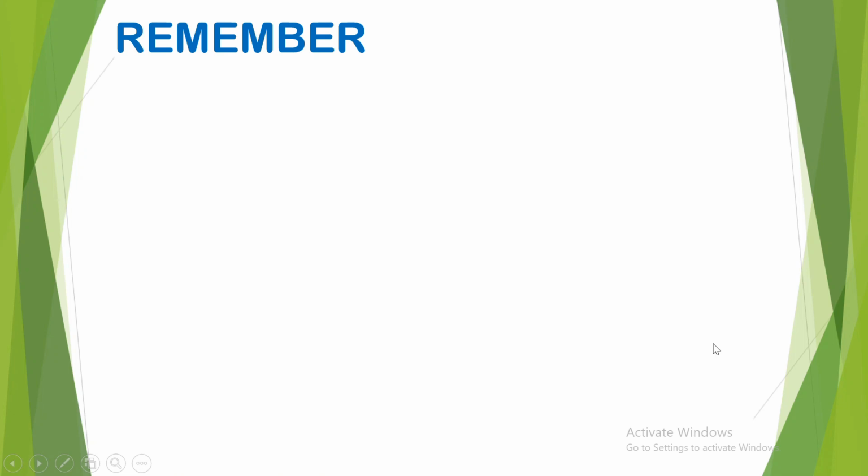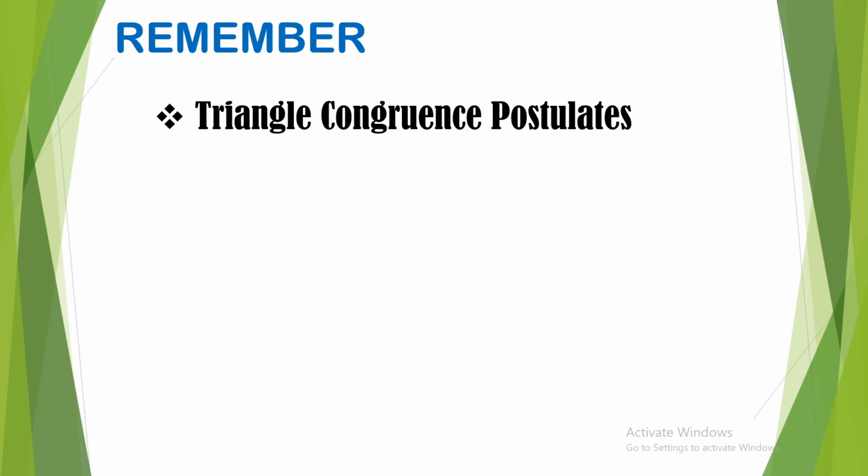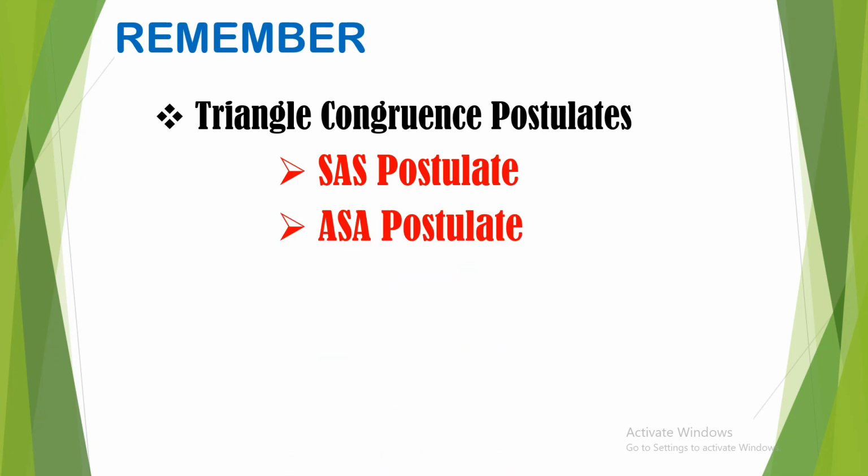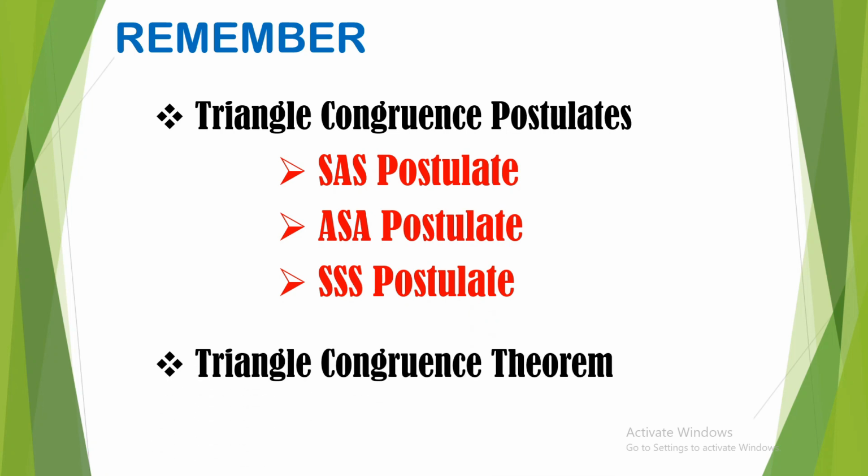So before we end, let us first recall what we have discussed. We can prove that two triangles are congruent given only three congruent parts. It's by the use of the different triangle congruence postulates and theorem. There are three triangle congruence postulates. We have the SAS or the side-angle-side postulate, the ASA or the angle-side-angle postulate, the SSS or the side-side-side postulate, and one triangle congruence theorem is the AAS or the angle-angle-side theorem.